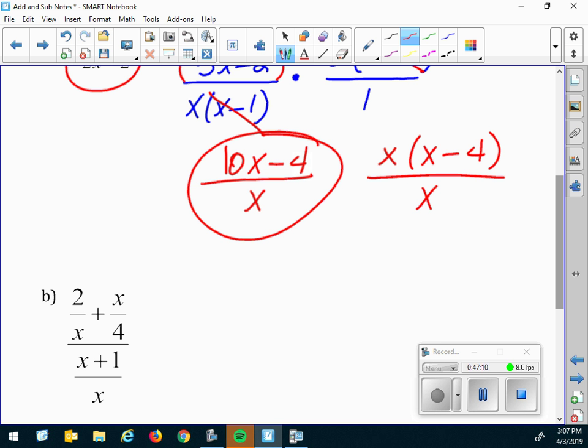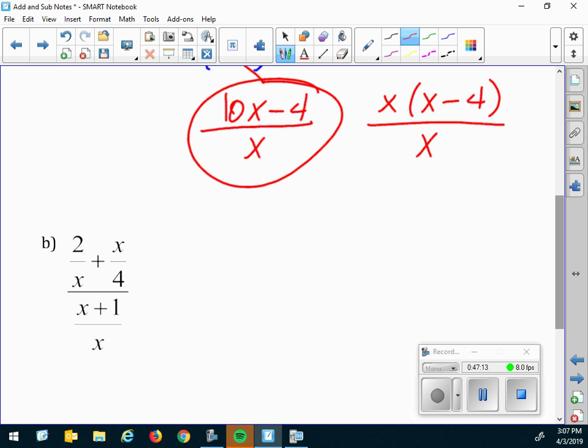Now, let me show you something. What if I let X be 5? Everywhere I see an X, I'm going to put a 5. 5 times 5 minus 4 divided by 5. What's 5 minus 4? 1 times 5. 5 is 1, right? Now, what if I had factored out these 5s? It's still 1. I can factor out when something is just being multiplied. But if it is also being added or subtracted, I can't.